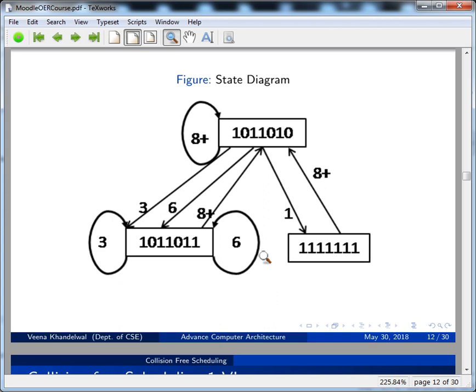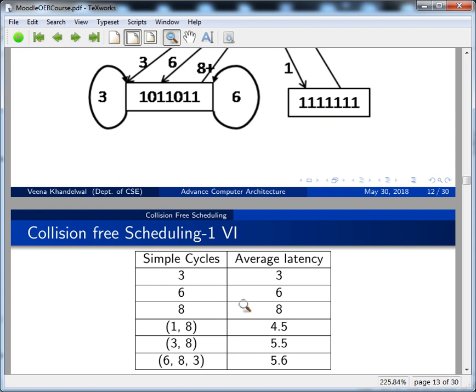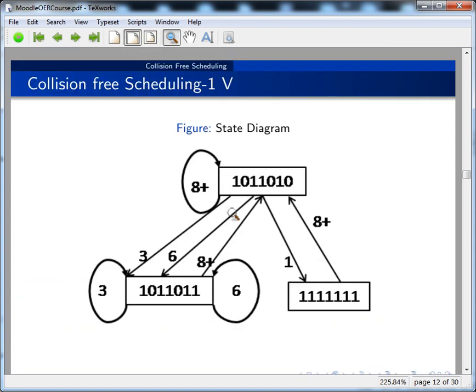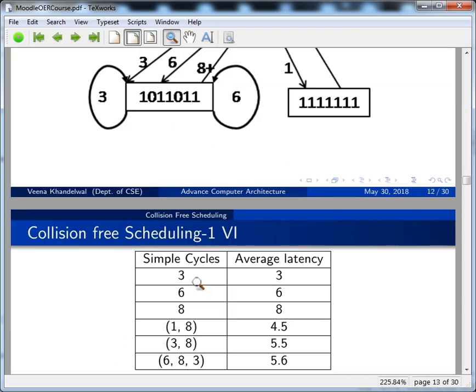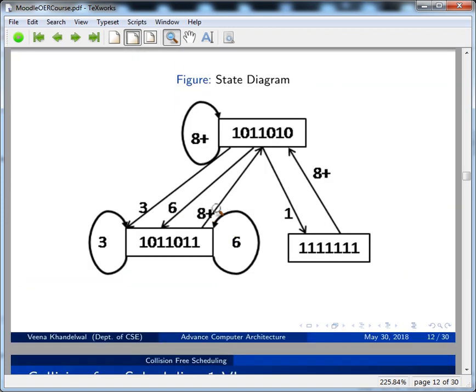Then another cycle is 3 and 8. This is 3 and this is 8. Another cycle is 6 and 8. So we can write 6 and 8 also, and we can write one more, which is 6, 8 and 3. We once again arrive at this position.